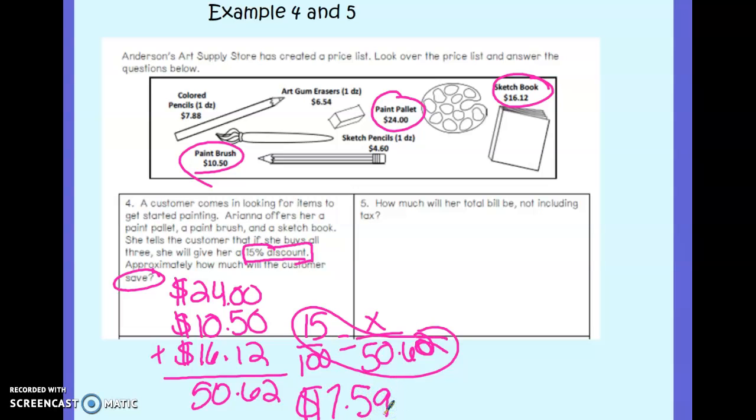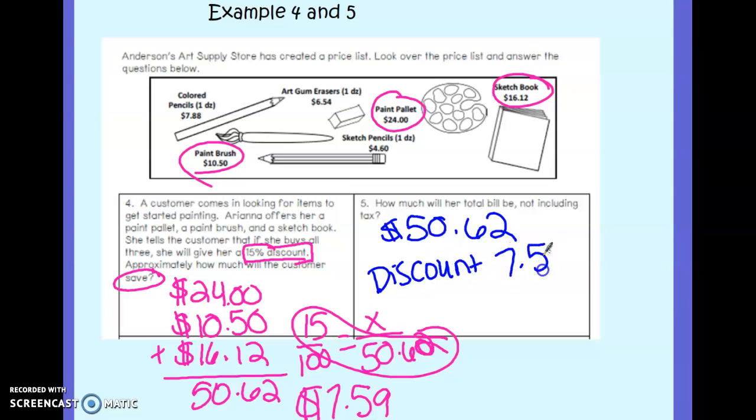You can work along with me, have your calculators out and work these problems out with me, because I don't have my calculator pulled up today. So this is how much she's going to save. My next question is, how much will her total bill be, not including tax? Her cost was $50.62 for those 3 items, and her discount is $7.59. Discount means we're taking the money off.